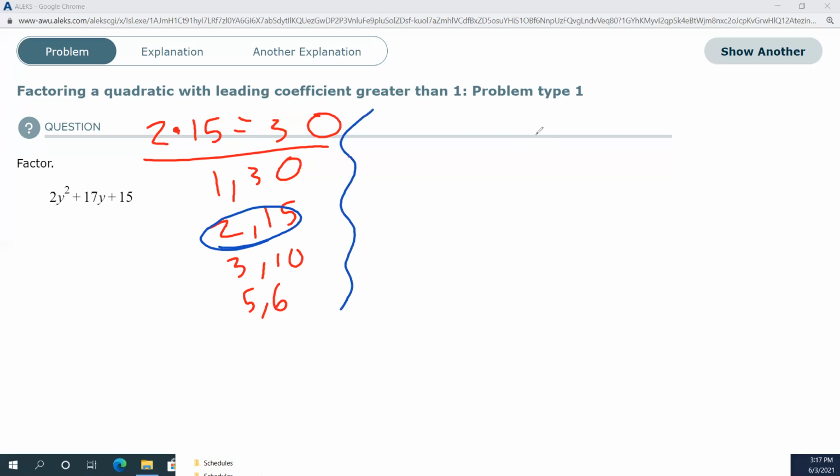Okay. So what I'm going to do is rewrite this guy here and say, all right, using those numbers I circled up. So 2y squared, and now I'm going to replace the middle term using these guys. So plus 2y plus 15y, because the 2 and 15 are both positive. And then that last term.